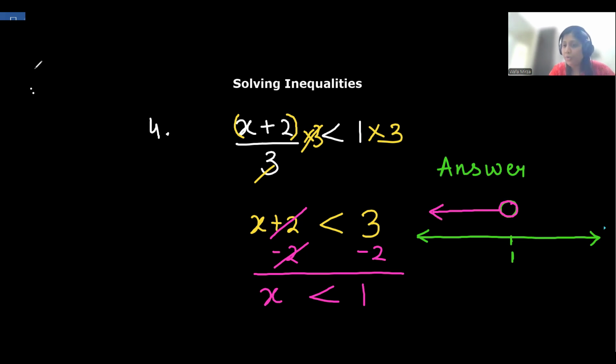After this, I want to write the answer. Since it is going up to negative infinity, I will put negative infinity up to 1. But since 1 is not included in my answer, I will use a small bracket. Okay, now let's see the next question.